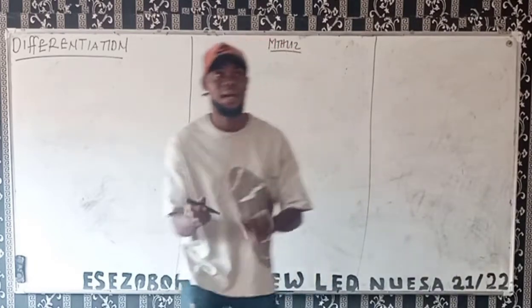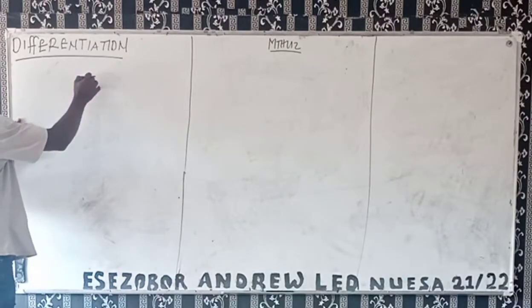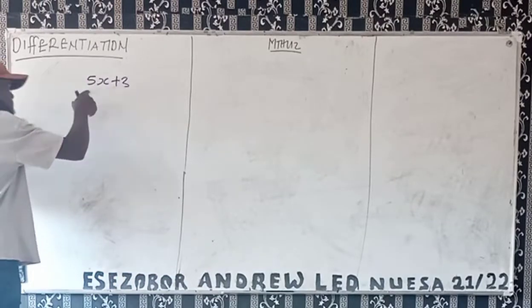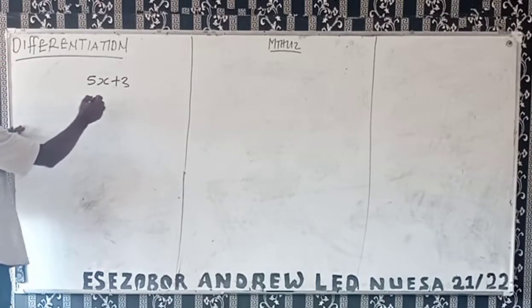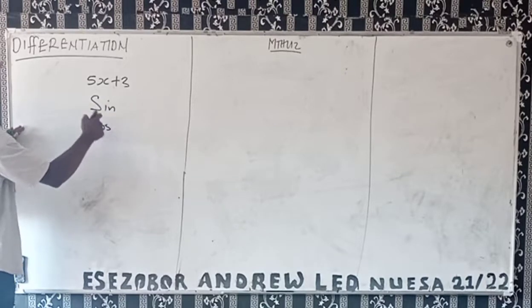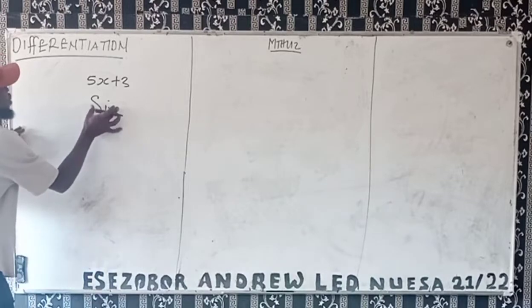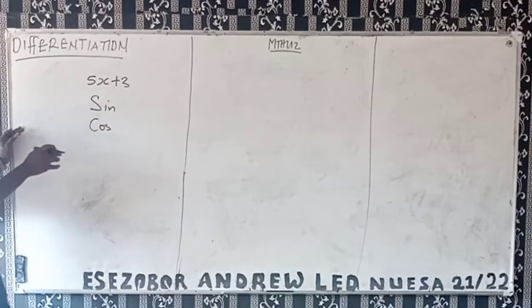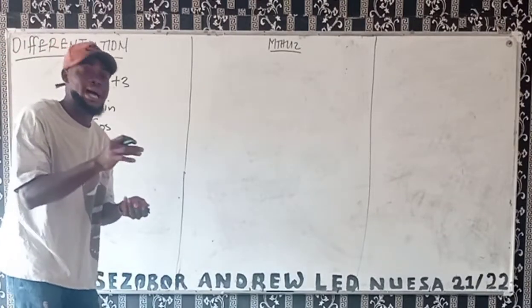Now let me give you an example. A polynomial function can be this one, let's say 5x plus 3. This is a polynomial function. Then, a trig function is something like this: sin, cos, these are just abbreviations for sine and cosine, and so on. Now, if I combine this and this together, I will form what is called a composite function.